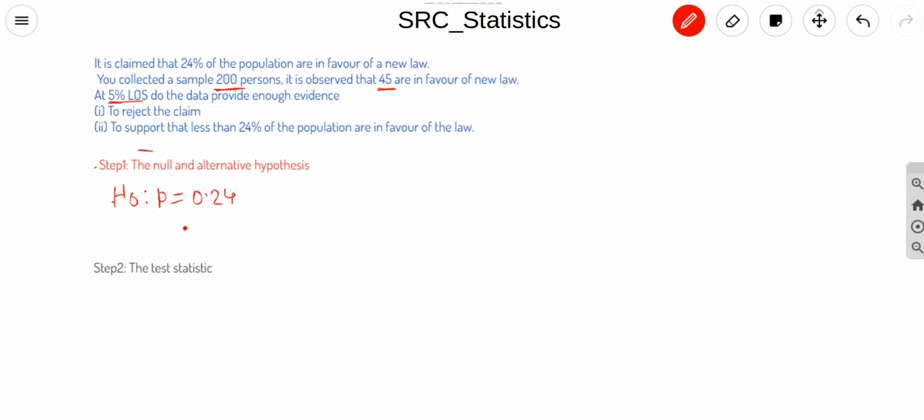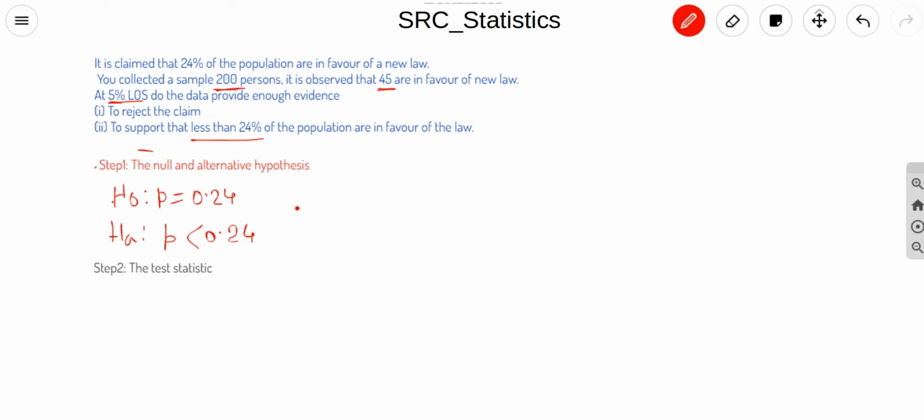Null hypothesis, the hypothesis of no difference, so it contains the equality sign. It may be equal sign, greater than or equal to, or less than or equal to. And the alternative hypothesis will depend on the question, less than 24%. Since the term less than is mentioned, we shall write p less than 0.24.